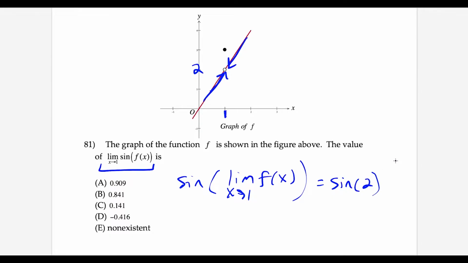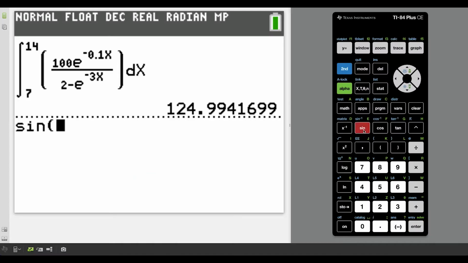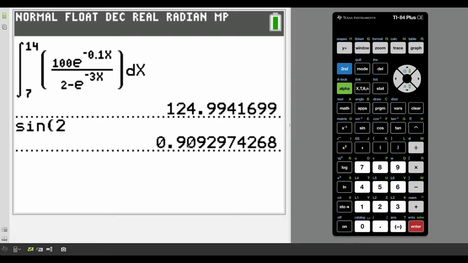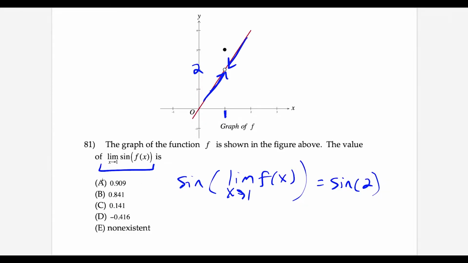So then we just have to switch over to the calculator and punch this in. So sine of 2, if we just type this in, make sure you're in radians, we're going to get 0.909. So 81 is going to be choice A.